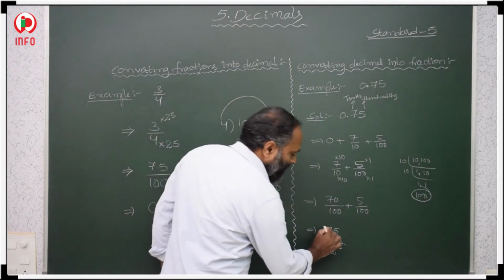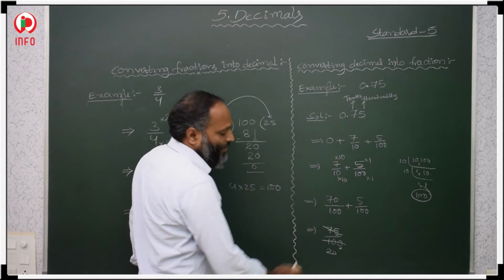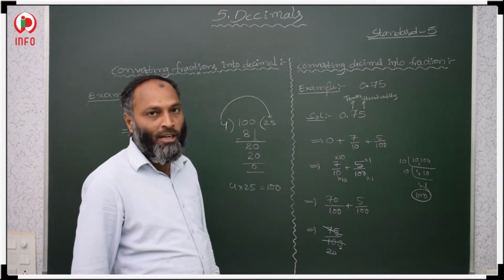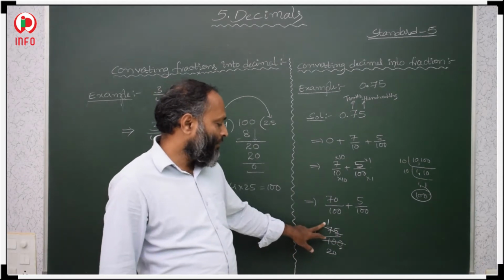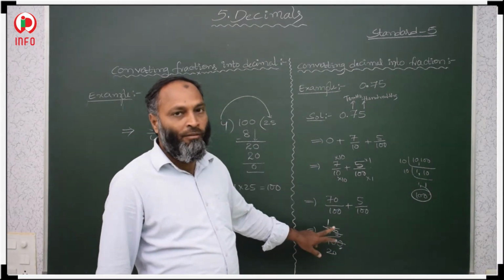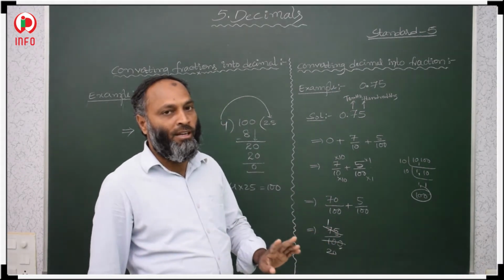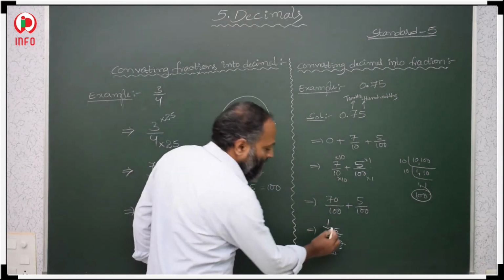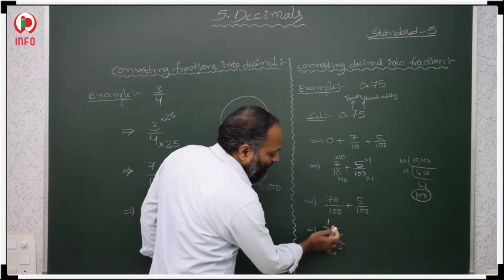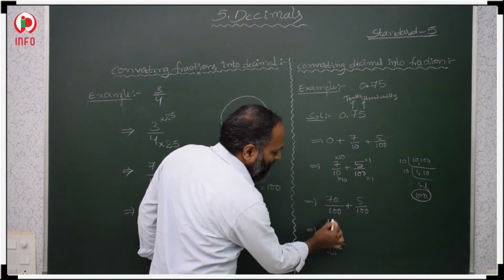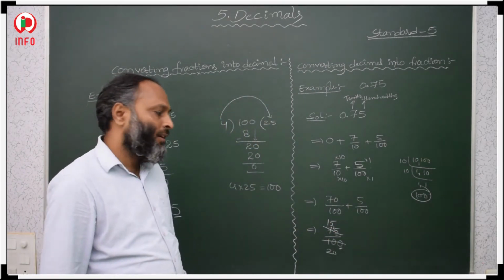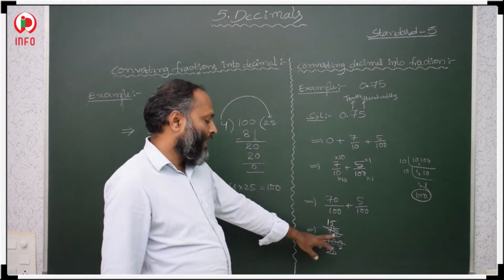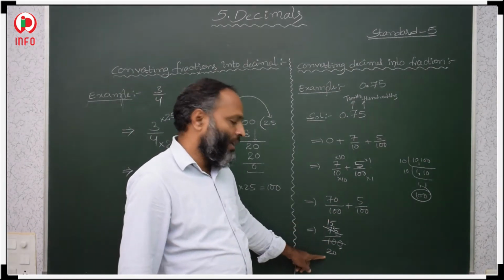Again, 75. First we check 7. Where does it come in the 5 table? 5 ones are 5, and here 7 is there. The difference between 5 and 7 is 2, and 2 is left, so it makes 25. Now 5 fives are 25. After cancellation, 15 came and 20 came.